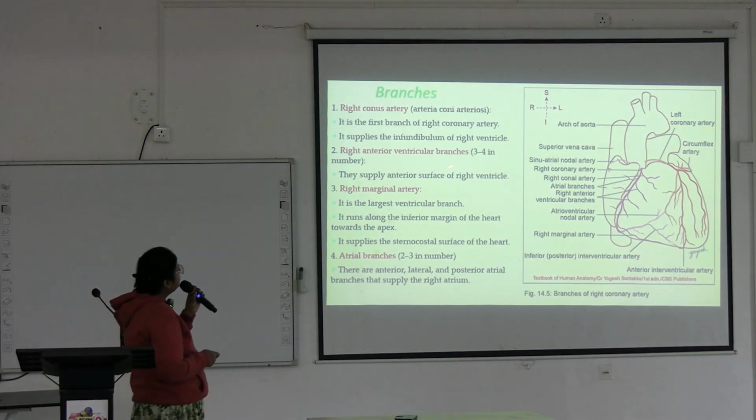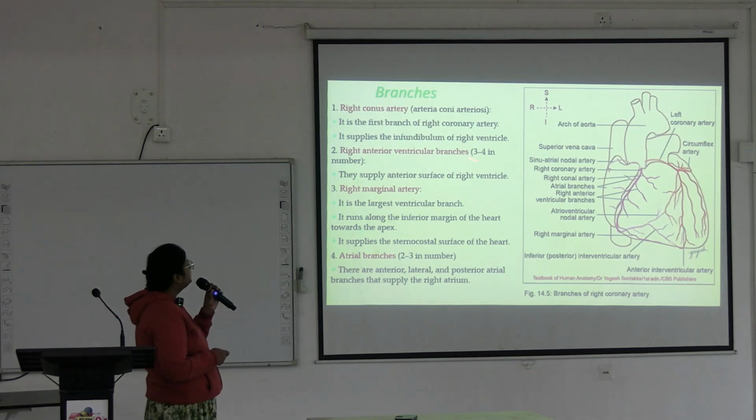Next is right anterior ventricular branches. These are 3 to 4 in number. These are the right anterior ventricular branches supplying the right ventricle, supplying the anterior surface of the right ventricle. Next is right marginal artery. It is the largest ventricular branch. Here is the right marginal artery.